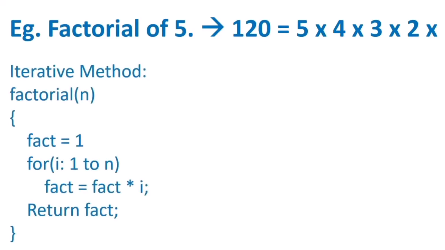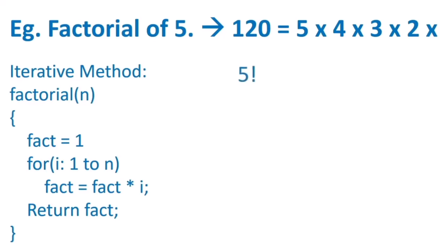The iterative method says that we will write a function factorial of n in which we declare an integer variable and initialize it with 1. After running a for loop, we say fact is equal to fact multiplied by the ith element. In the end, we return the fact variable. So this is the iterative method. But can we do better than this? That's where the recursive method comes into the picture.